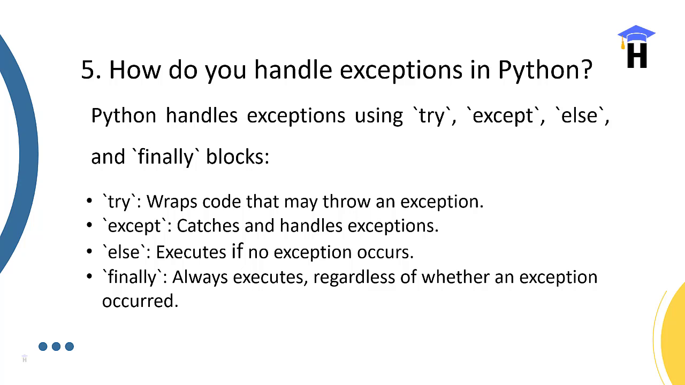Here, coming to the point. Python handles exceptions using try, except, else, and finally blocks. Try wraps the code that may throw an exception, except catches and handles any exceptions raised, and else executes if no exceptions occur. Finally, it always executes regardless of whether an exception occurred or not.